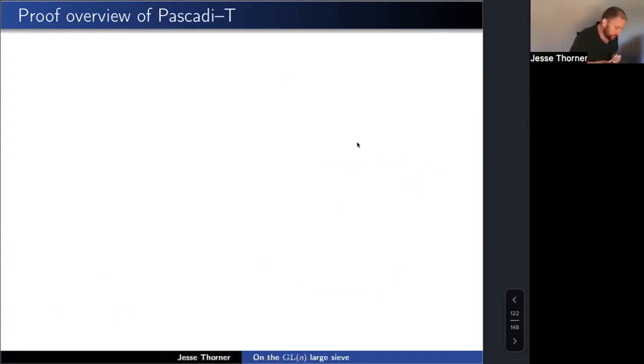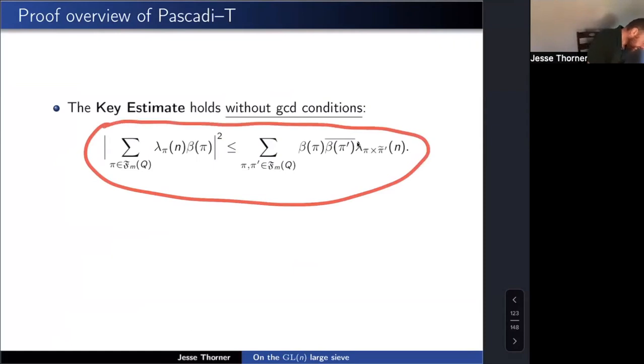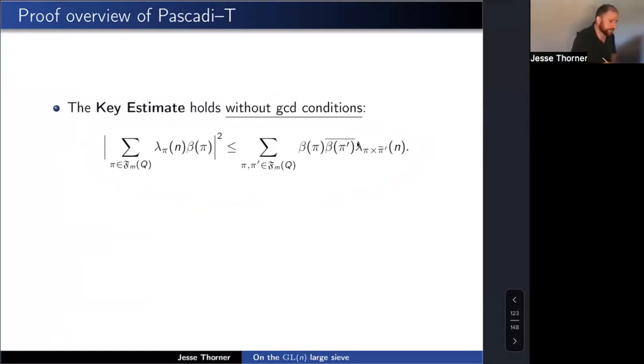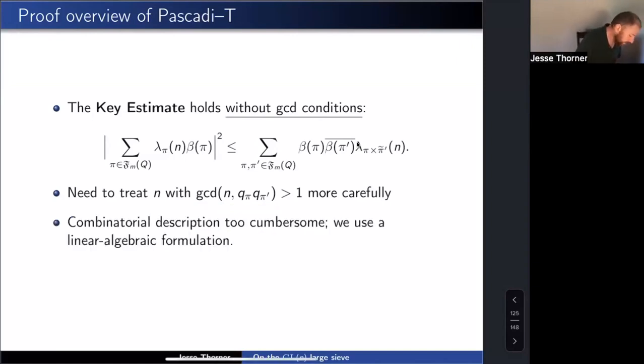So I know I'm a little bit over. Thank you for your patience. Very, very briefly, I will say that in my work with Pascadi, we eliminate the need for any GCD conditions that might arise from our application of Schur orthogonality. And this requires us to treat the n arising from primes dividing the conductor of pi and pi prime. We have to handle these quite a bit more efficiently.